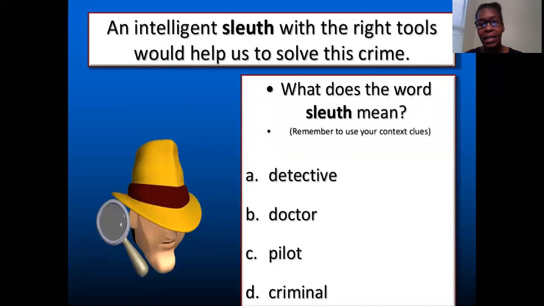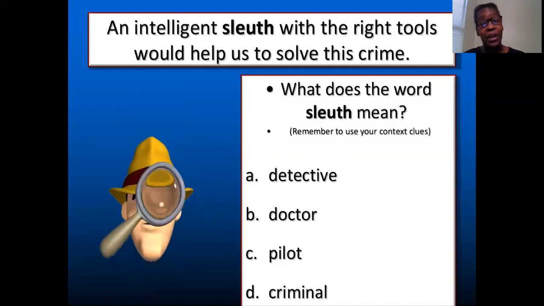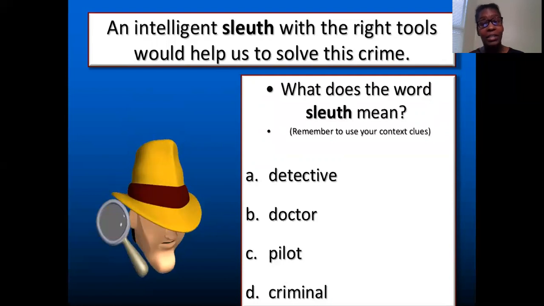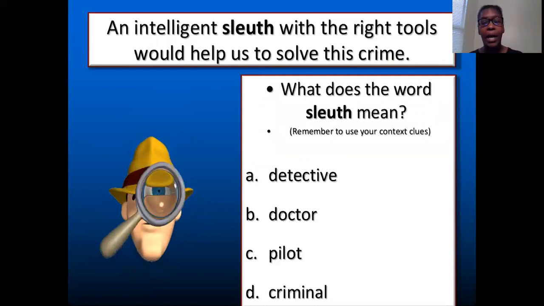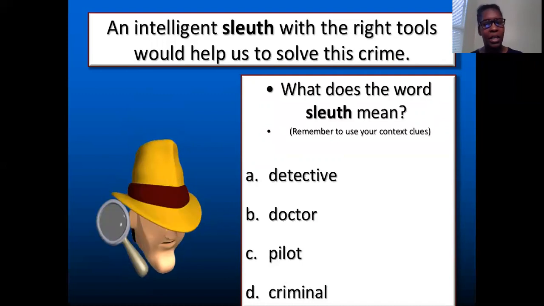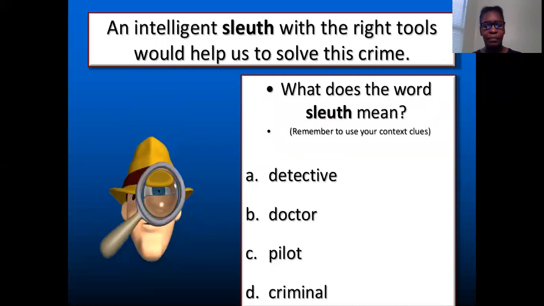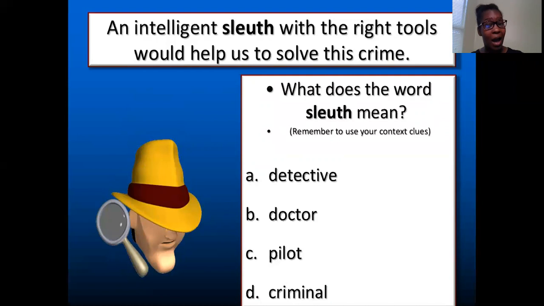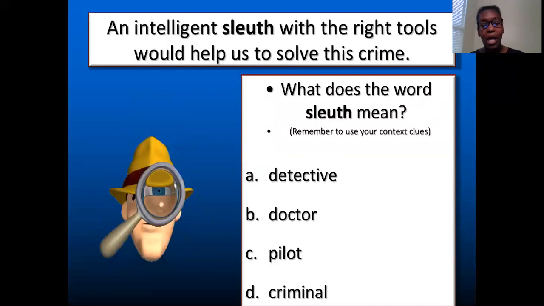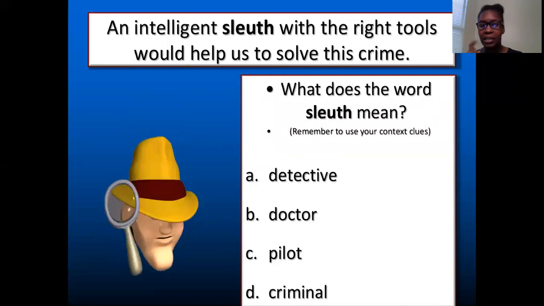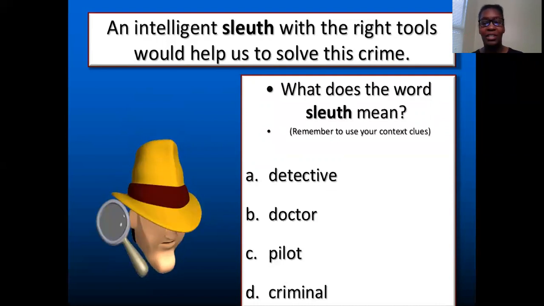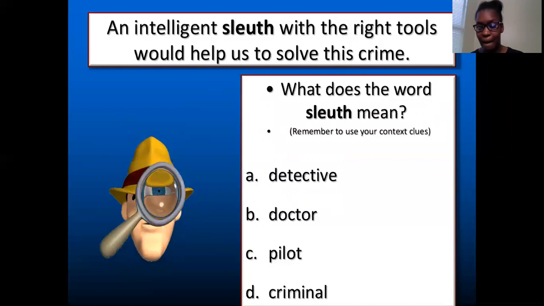C, pilot. Now, a pilot probably is very intelligent as well, because it takes an intelligent person to be able to maneuver an entire plane, but they don't have anything to do with solving crimes. So we can eliminate C. Let's check D, criminal. Now, a criminal does have something to do with crime, but they don't solve the crime. So we can eliminate D, and our best answer will have to be the answer choice A, detective.